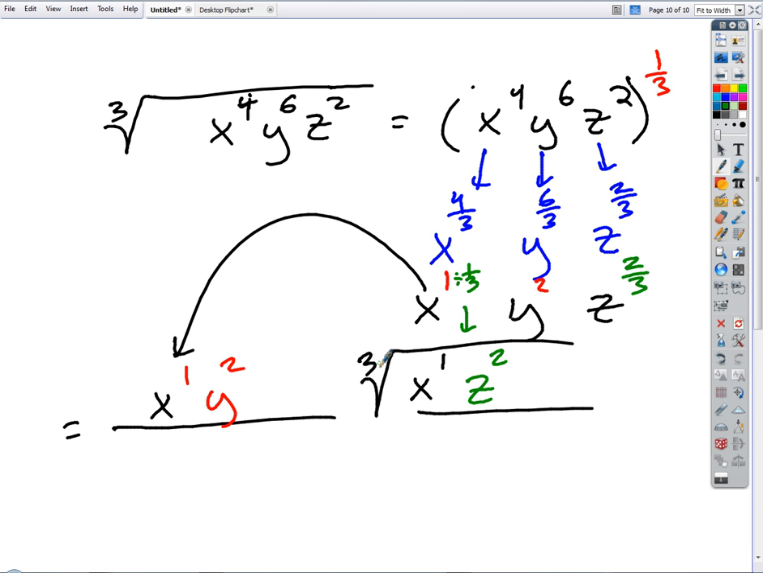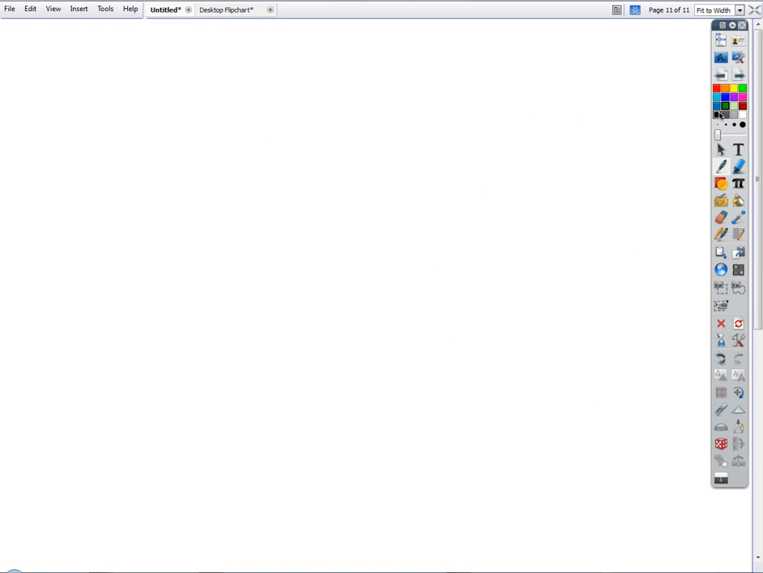You can do that without even writing anything down. You can simplify those. Let's try another one. I'm just so proud of that. I think that's so cool.